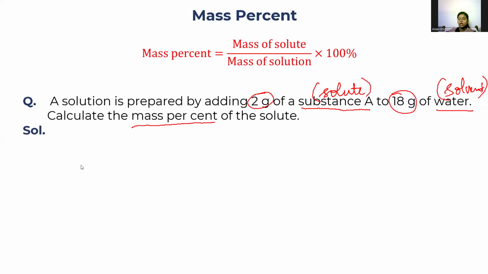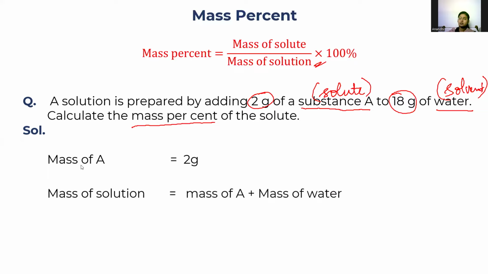The mass of the solute is 2 gram, and the mass of the solution we need. So how will you find the mass of solution? Just add the solute and solvent mass: the mass of substance A and the mass of the solvent, water, will give you the mass of solution. So what is going to be the answer? 2 plus 18, yeah, the answer is 20.